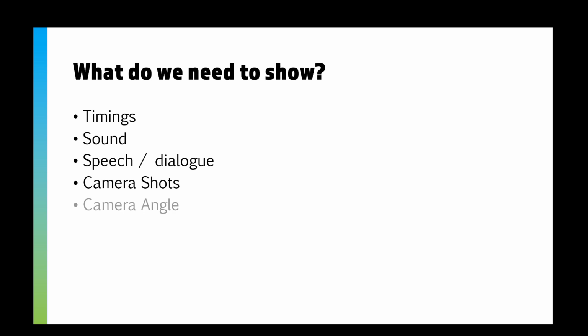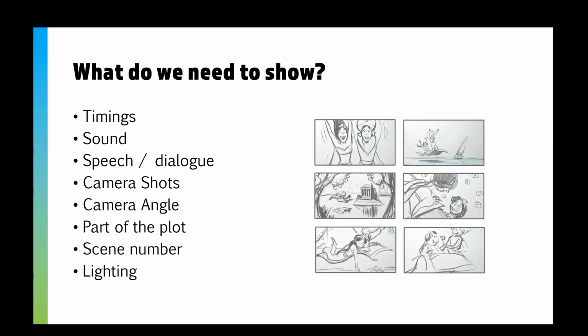So what do we need to show on the storyboard? We need to show timing, so how long each scene's meant to last. We need to show any sound effects, any speech or dialogue, any music, camera shots, camera angles. You might have a part of the plot so you understand what each scene is doing, the scene number so you know which order they go in, and you might have things like lighting.